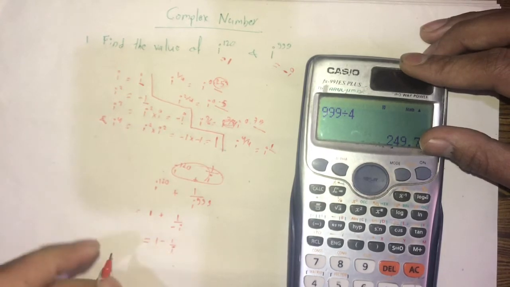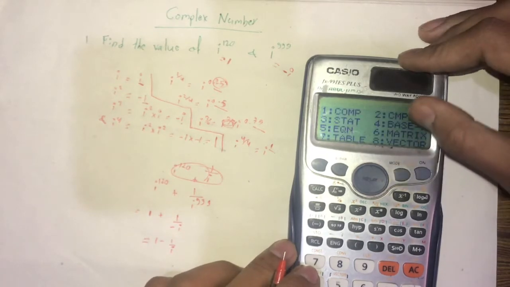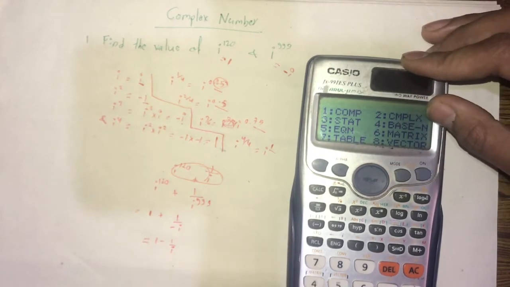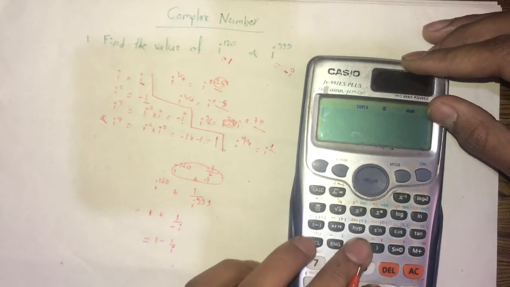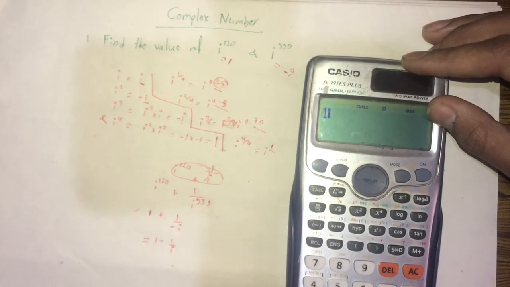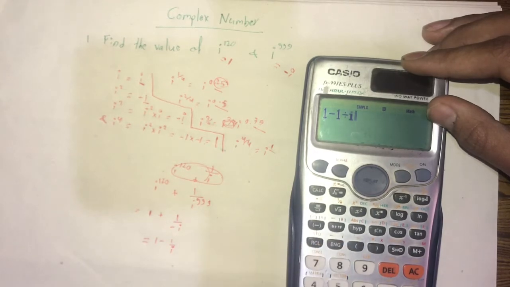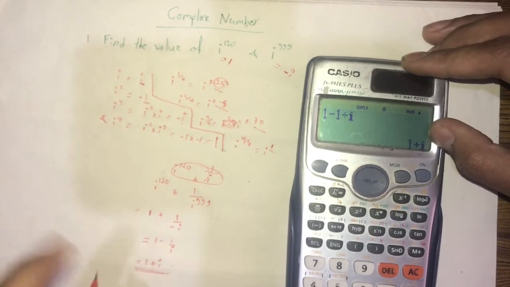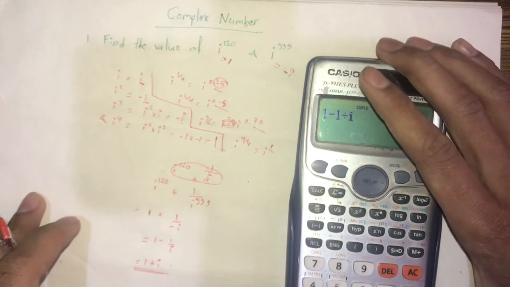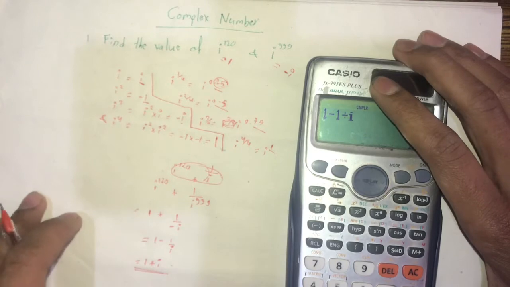Now to write it in general form, go to the complex mode. Okay, press mode, and in the number you can see complex, press 2. Then to get it in general form, write 1 minus 1 divided by i, we get i on the calculator. Okay, equal to 1 plus i. Note this, remember this, it is useful for any exam, in your subjective exam or objective exam also. This is useful for knowledge.